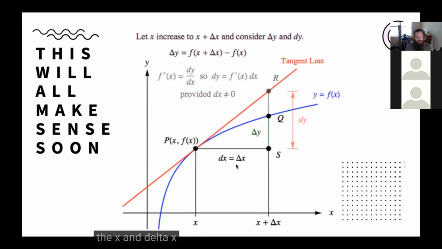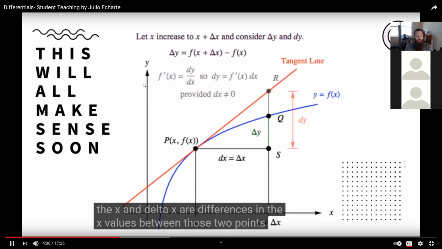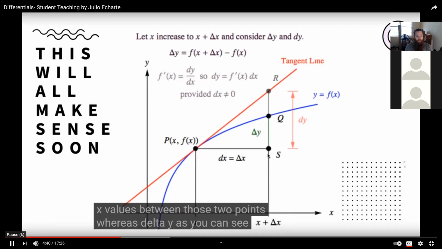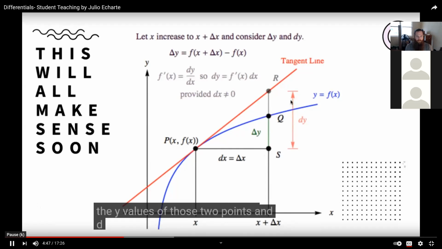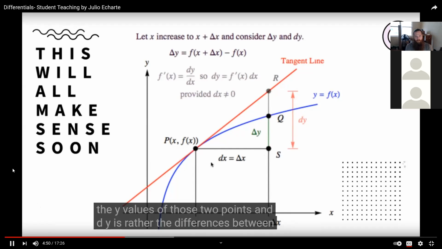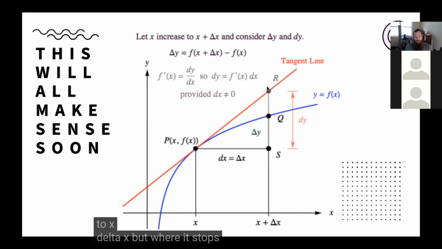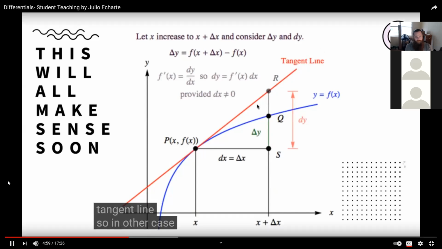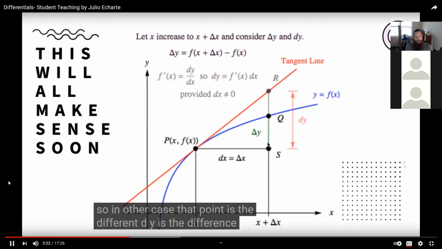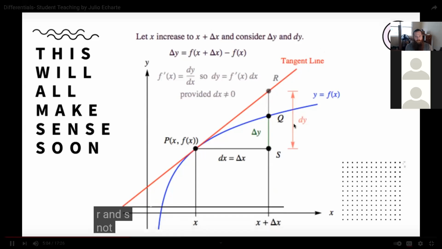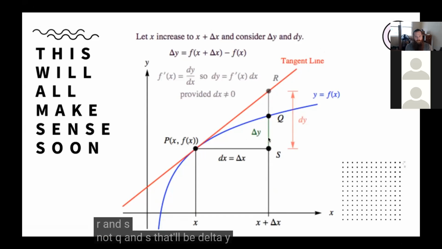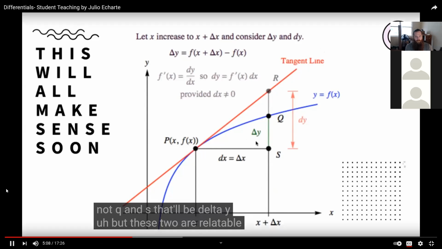The dx and delta x are the differences in the x value between those 2 points, whereas delta y, as you can see already here, is the difference between the y values of those 2 points, and dy is rather the difference between, you could say, where x is equal to x plus delta x, but where it stops at the tangent line. So in this case, dy is the difference between R and S, not Q and S. That will be delta y.